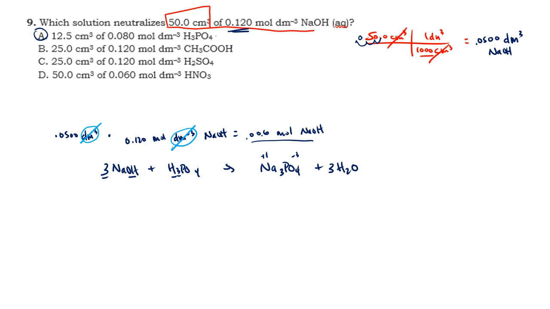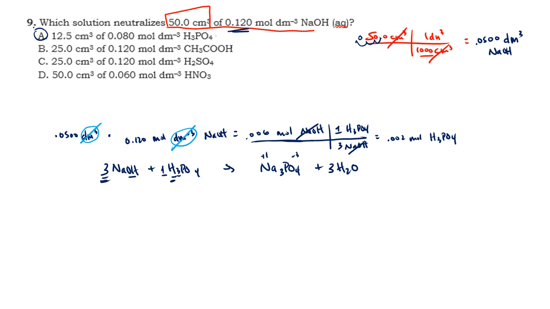Now I can use my moles of sodium hydroxide and convert to moles of phosphoric acid. So if I have 0.006 moles of sodium hydroxide, and it's a 3-to-1 ratio, there's an invisible 1 there, 3 sodium hydroxides to 1 phosphoric acid. 0.006 divided by 3 is going to give us 0.002. Sodium hydroxide cancels out, moles of phosphoric acid.